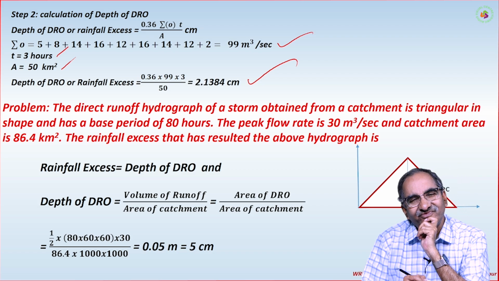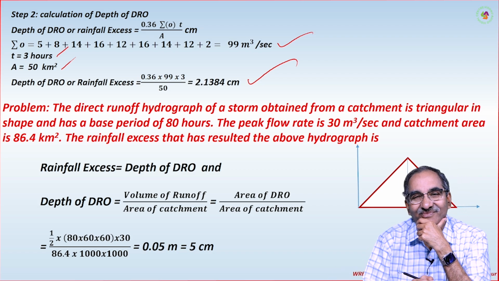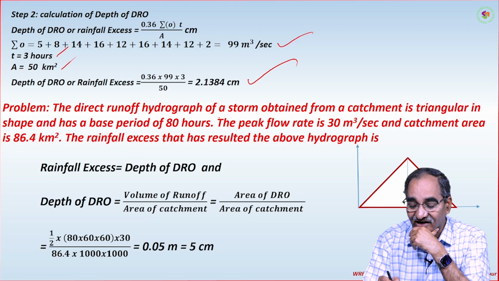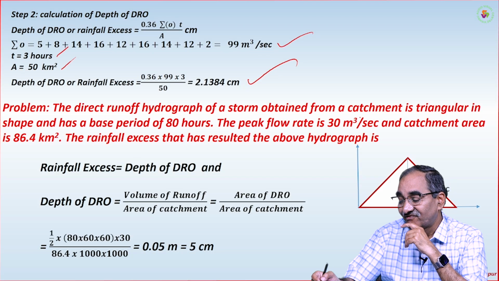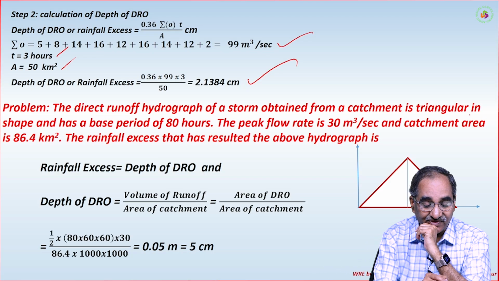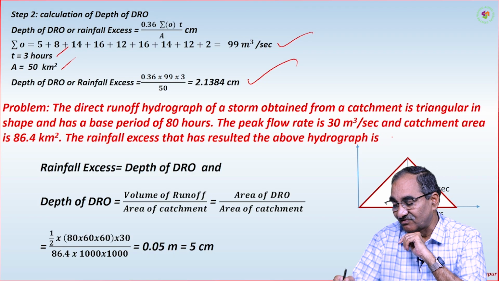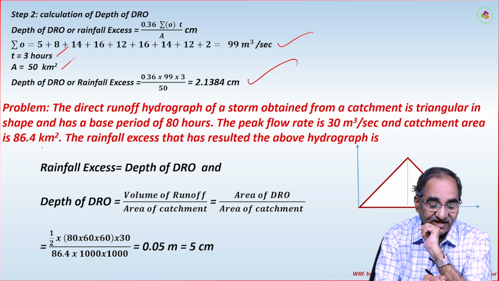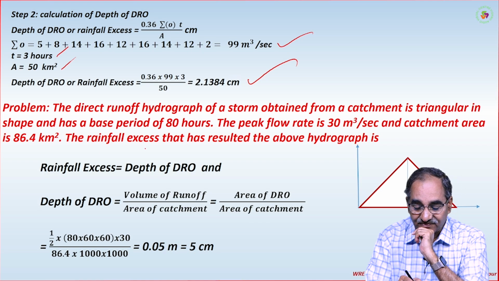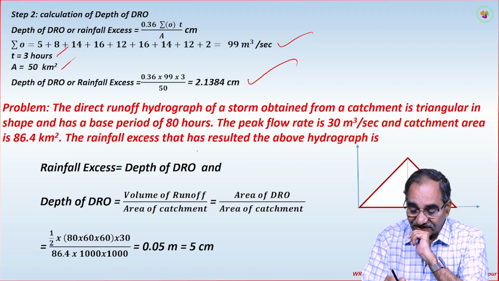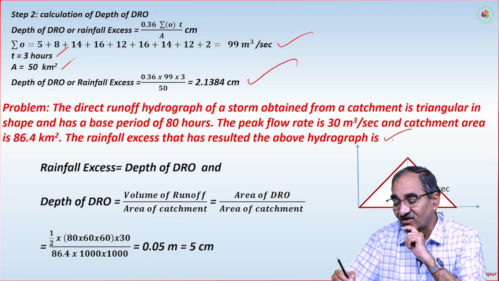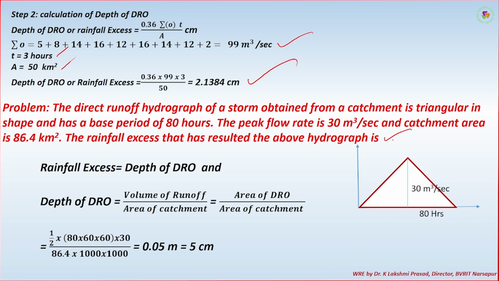Then a small problem for you. It is actually a GATE problem. If the direct runoff hydrograph of a storm obtained from a catchment is triangular in shape and has a base period of 50 hours, the peak flow rate is 30 m³/s and the catchment area is 86.4 km², the rainfall excess that has resulted in the above hydrograph is... Rainfall excess, effective rainfall or depth of direct runoff, all are the same.